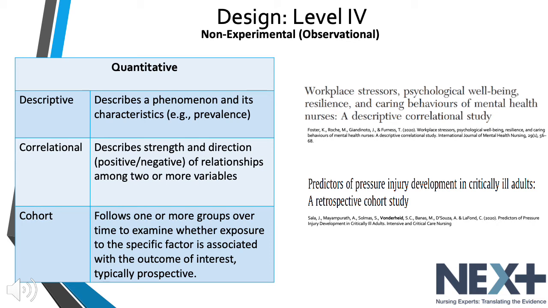Cohort studies follow one or more groups over time to examine whether exposure to a certain factor is associated with subsequent development of a condition or disease. It's usually prospective in that the investigator follows the group into the future and then compares incidence, prevalence, or the frequency of an outcome.